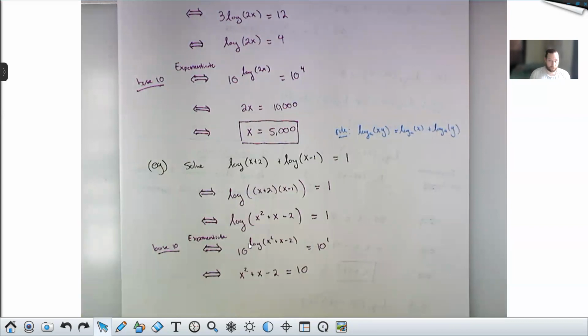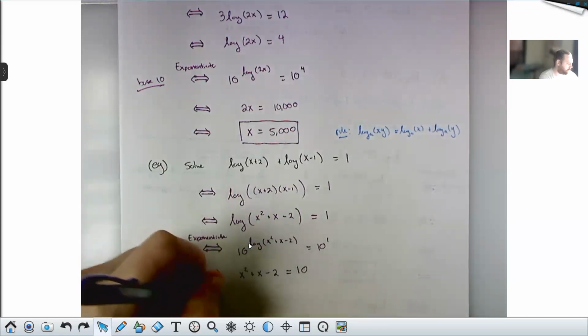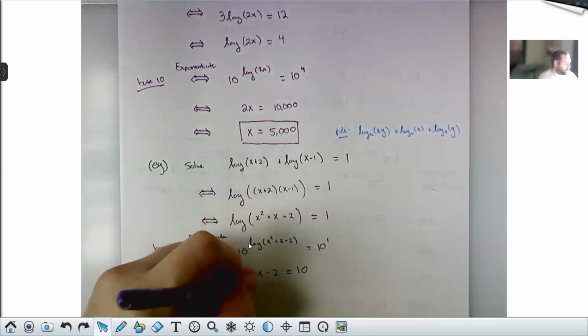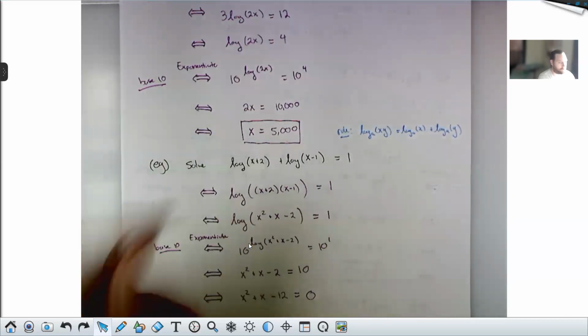So here we get a quadratic equation after we undo the logs. We had to combine the two logs into one, then we get rid of the log by exponentiating. And this time the result, rather than a linear equation, is a quadratic equation. But we're great at solving quadratic equations. We've had lots of practice with this. We're pretty good at solving polynomial equations in general now. We're going to pull everything to one side. So when you subtract 10 from both sides, this becomes a minus 12, and this becomes a 0.